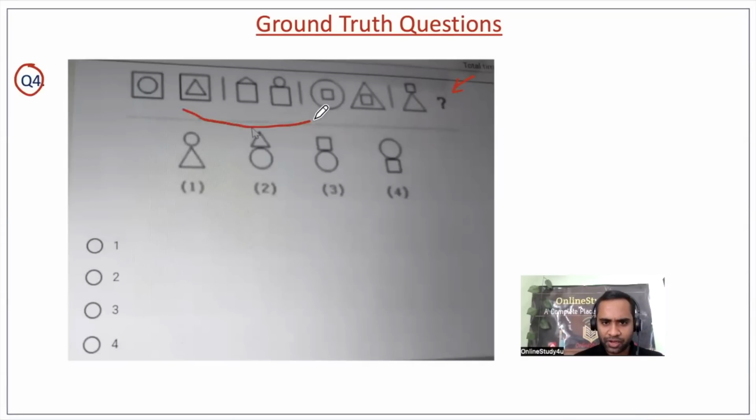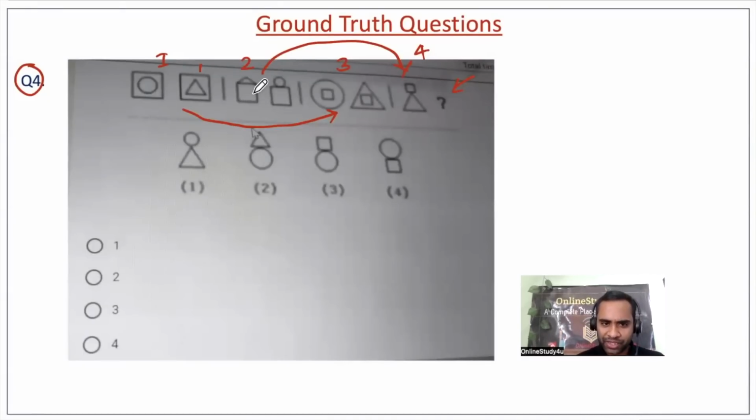So these two diagrams look similar. Now what is happening? In the first diagram, the circle is inside, and in the third diagram the circle is outside. In this diagram the triangle is inside, and here the triangle is outside and the square is inside. So first and third are related to each other. In a similar way, second and fourth will be similar in some way.